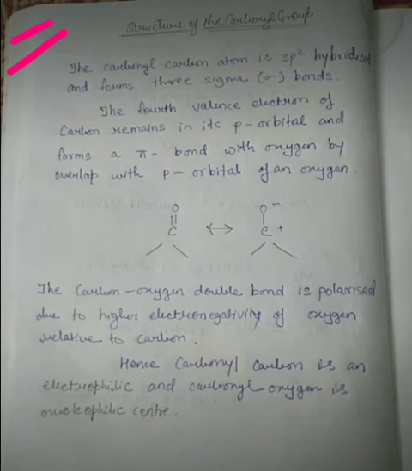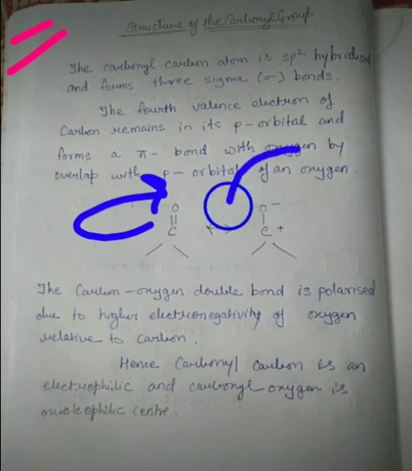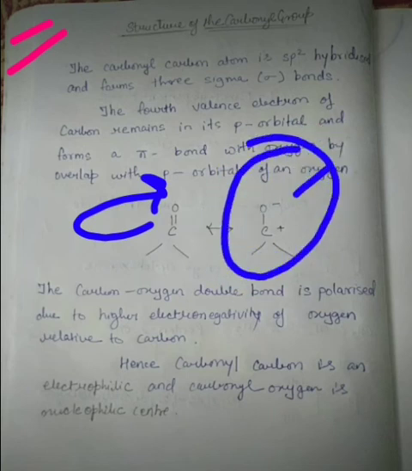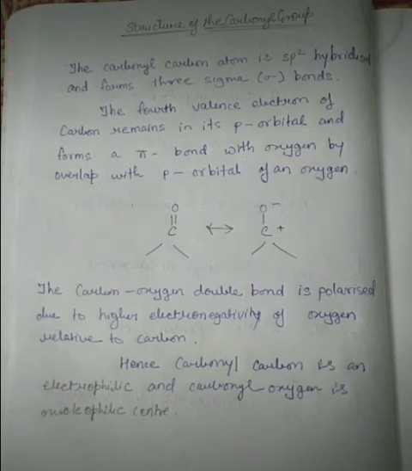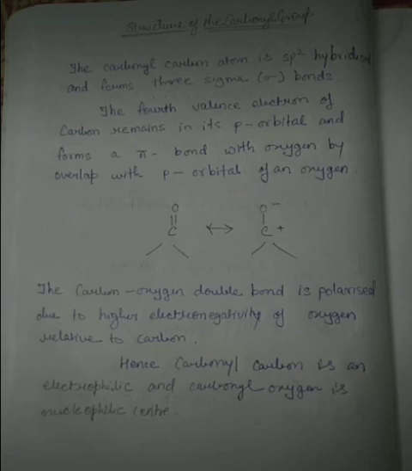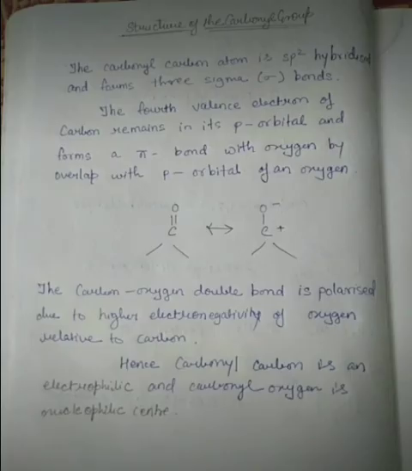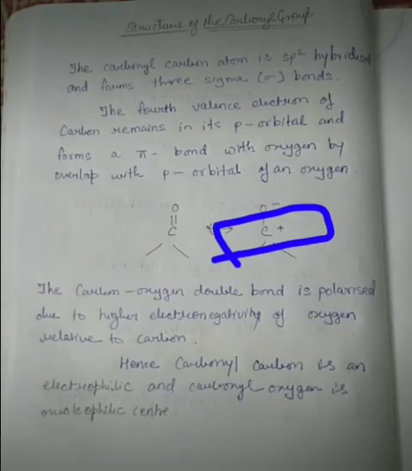And students, one more thing: whenever we deal with the structure of the carbonyl carbon, we can see that there is polarity. The carbon-oxygen double bond is polarized due to the higher electronegativity of oxygen. Oxygen is more electronegative than carbon, so the pi bond electrons shift toward oxygen, generating poles: at oxygen there will be a negative charge and at carbon there will be a positive charge. So we can conclude that we can consider the carbonyl carbon as an electrophile, because it has a positive charge.